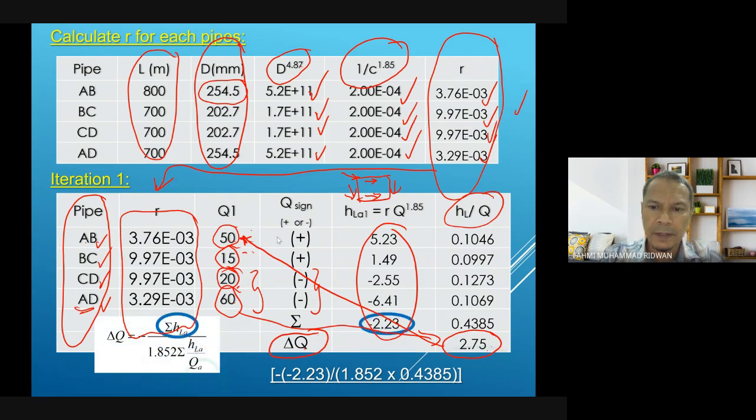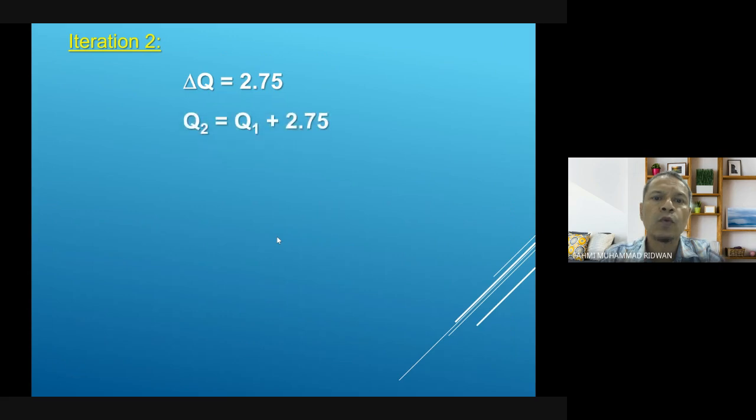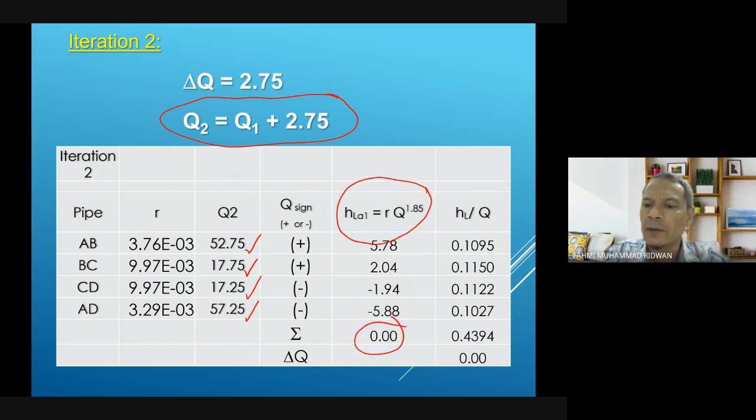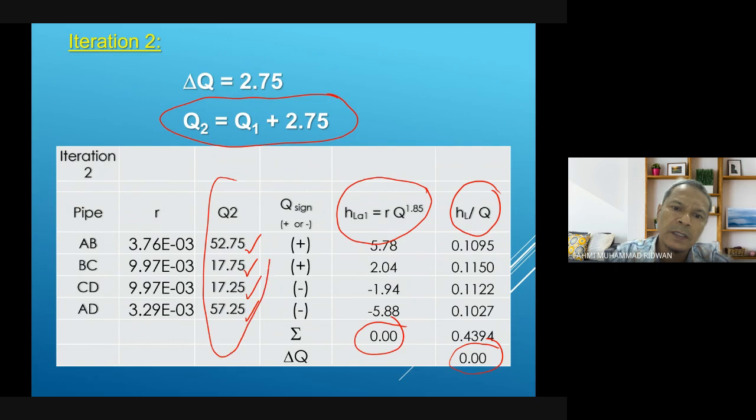After having this calculation, we obtain delta Q 2.75. So each Q value should be corrected by this delta Q. Here previously 50 becomes 52.75. This one 15 becomes 17.75, and this one previously 20 becomes 17.25. And similarly to this one. After the second iteration, we obtain the head loss value of zero, similarly HL over Q becomes zero, so the iteration should be stopped. It means that the flow rate that we determined is already corrected, so no more correction is needed.